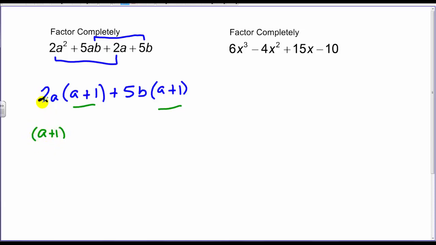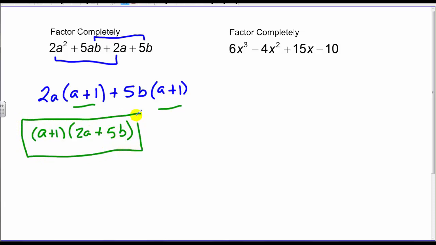Say a plus 1 times what is 2a times a plus 1? That's just 2a. And then a plus 1 times what is 5b? That's just 5b. And there's our factored term.